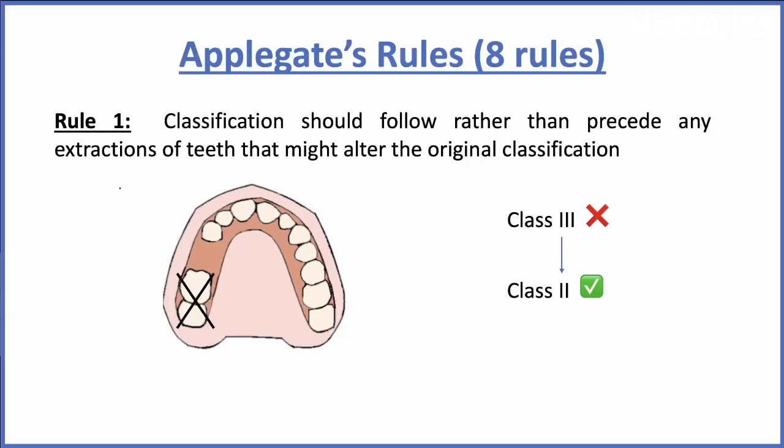There are 8 Applegate's rules that will help in the application of Kennedy classification. Rule 1 states that classification should follow rather than precede any extractions of teeth that might alter the original classification. In this example, if second and third molars will be extracted on one side of the arch, it will not be Class 3 anymore and it will be Class 2.